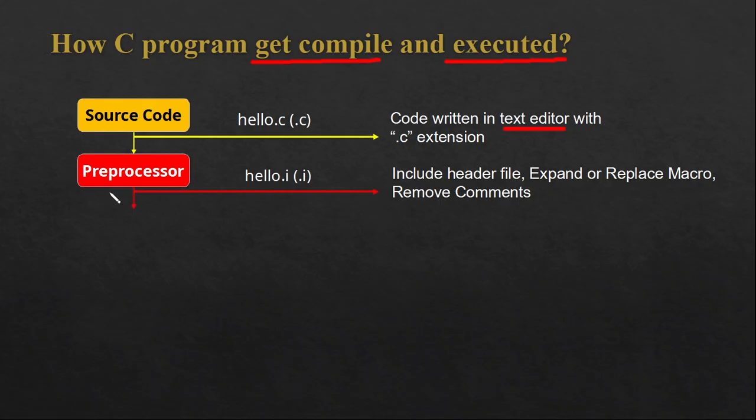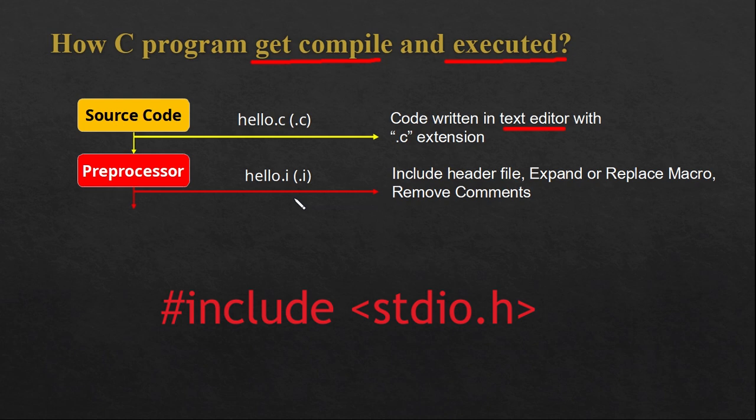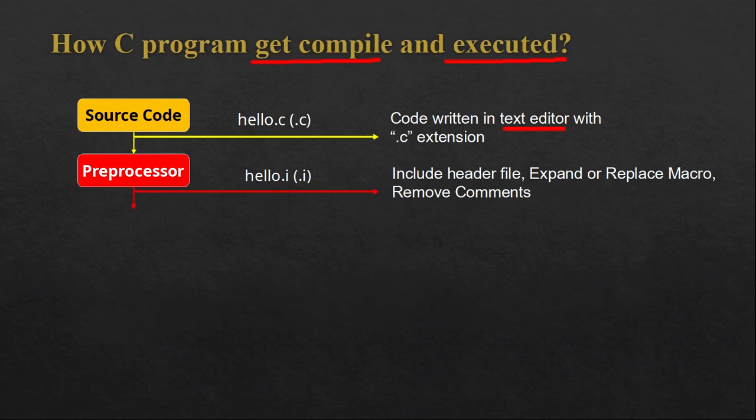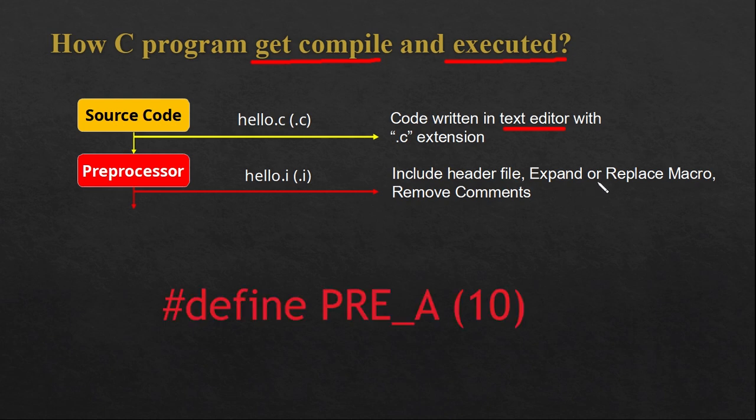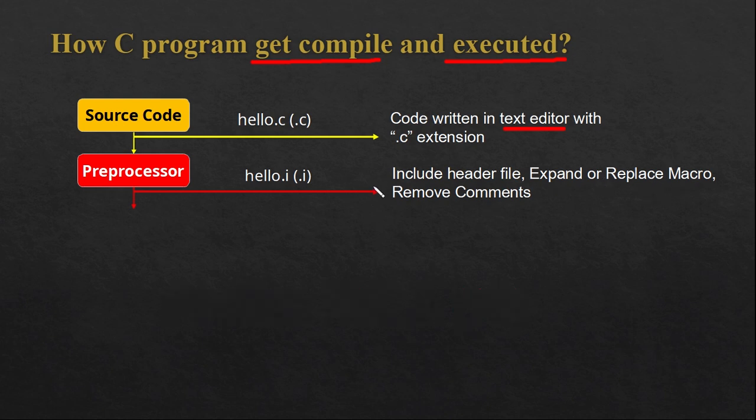Then the second step is the preprocessor. The preprocessor will generate a .i file. What the preprocessor will do is include the header. If you recall, we have one header file, stdio.h. Then it will expand or replace the macro. In our case, it was pre_a, which has a value of 10. So we will see how it gets expanded.